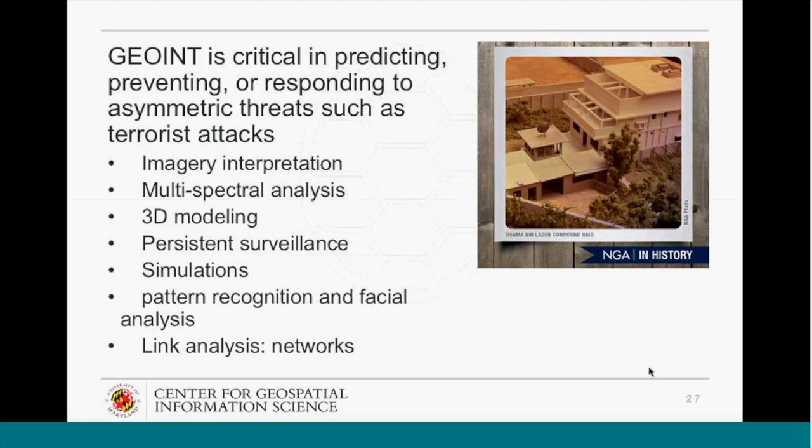There's a screenshot on the right. I think I already talked through the Bin Laden compound raid and how NGA helped design this realistic 3D model to help in the mission planning for that. So that's just one example of the type of 3D modeling that can be done to support efforts to combat terrorism.